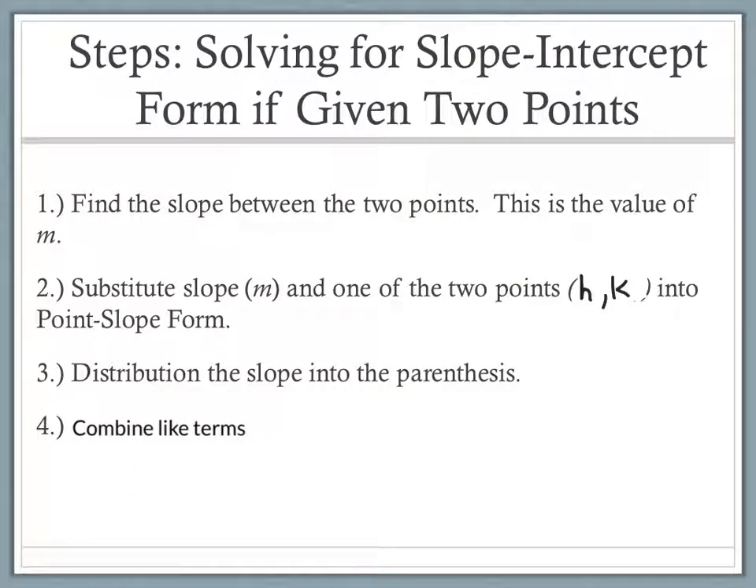Alright, so remember, here are the steps to put it into slope-intercept form if it gives you 2 points. The first thing is what we just did: find the slope. Then we can use that slope and one of the points and plug it into point-slope form. Then we'll distribute, and then we'll combine like terms, which is a lot like what we did last class. So if you ever need to look back, you can see where you're at in the steps and ask, have I done this yet? Let's take a look at an example.